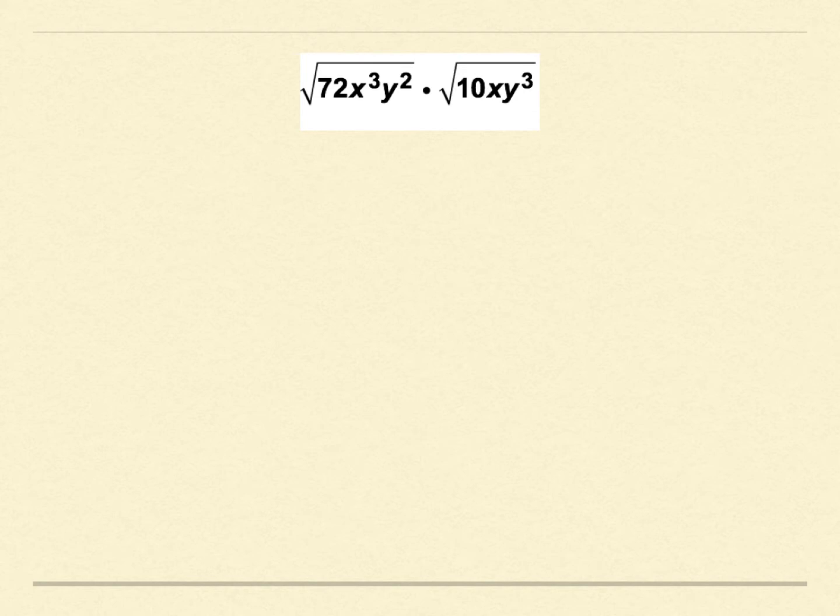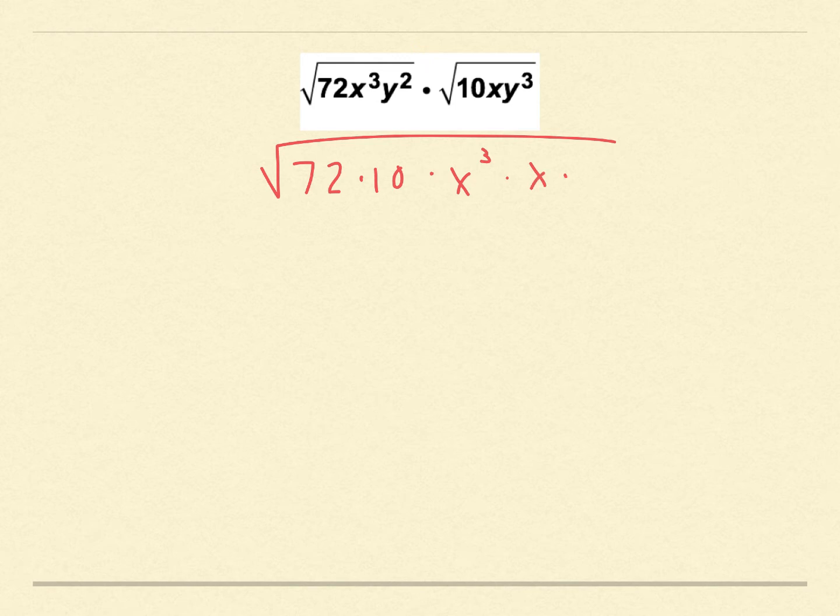So for the next one, do we have the same radical? We have a square root and square root, right? So they're the same, so we can combine them. So we're just going to put them all under one radical. So we have 72. I'm going to put all my numbers first, then put all my x's, then put all my y's, so I keep everything in order. So 72 times 10 times x cubed times x times y squared times y cubed.